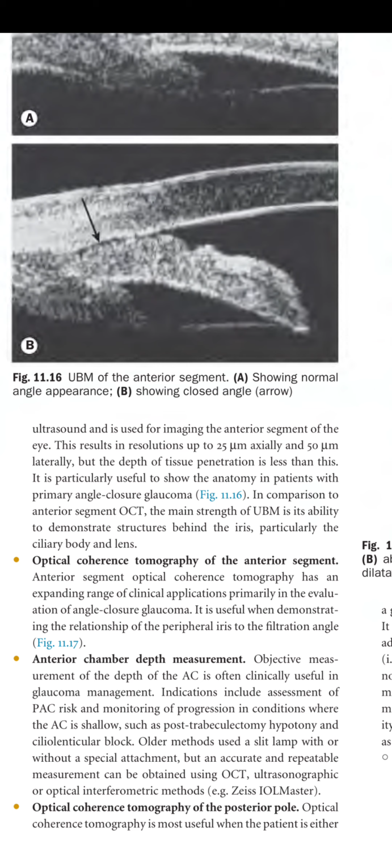Next is the optical coherence tomography of the anterior segment. Remember that OCT can be done of the anterior segment as well as the posterior segment. So in the case of the anterior segment, it will give us the detailed structures, it can also show us the angles, but it will not give us more details of the lens and the ciliary body. So anterior segment OCT has an expanding range of clinical application, particularly in the evaluation of angle closure glaucoma. It is useful when demonstrating the relationship of the peripheral iris to the filtration angle.